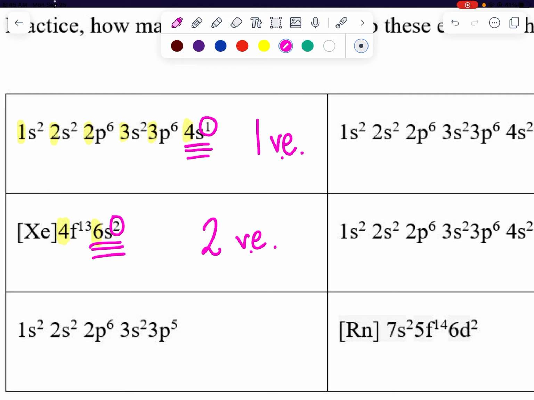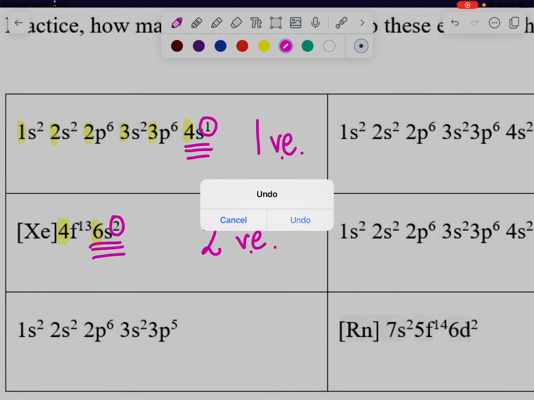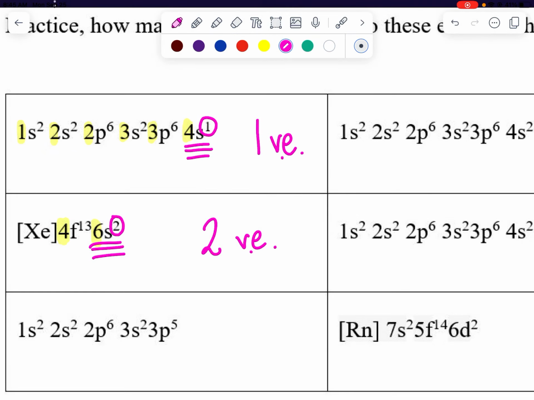Let's take a look at one where we have multiple sublevels that are the highest level. So looking at the next example, we have a 1 sublevel, a 2 sublevel, a 2 sublevel, a 3 sublevel, and a 3 sublevel. Which one is highest? The 3 is the highest. So all of the 3 sublevels count as the valence level. How many electrons are in them? 2 plus 5, 7 valence electrons.